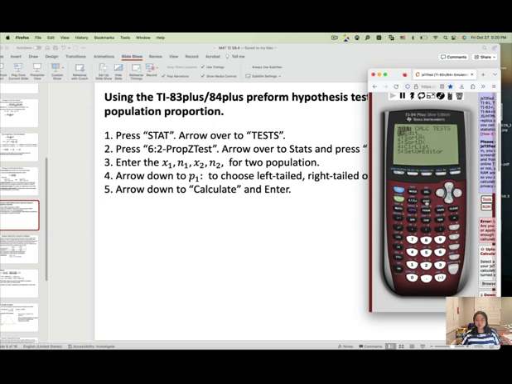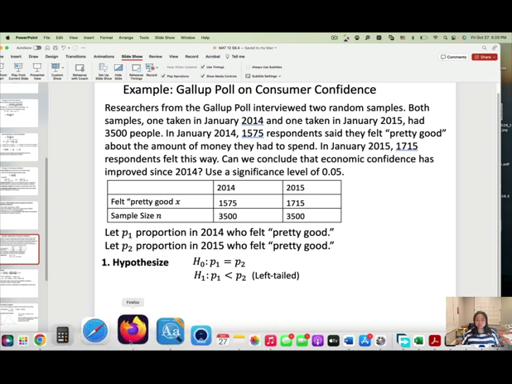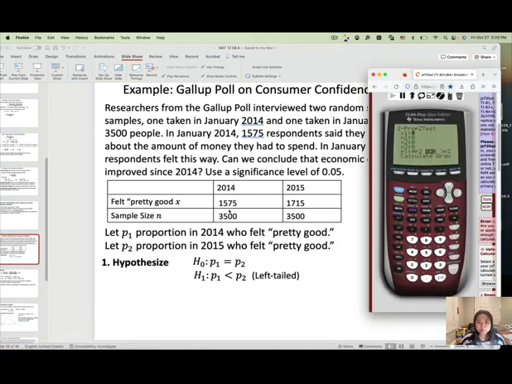Okay, go to the stat, go to the test, go down. We do have a 2 population proportion z-score, hypothesis testing. Okay, then you're gonna look at this information here. So x1, 1,575, n1, 3,500, x2, and n2. And then we have strictly less than, so second one.